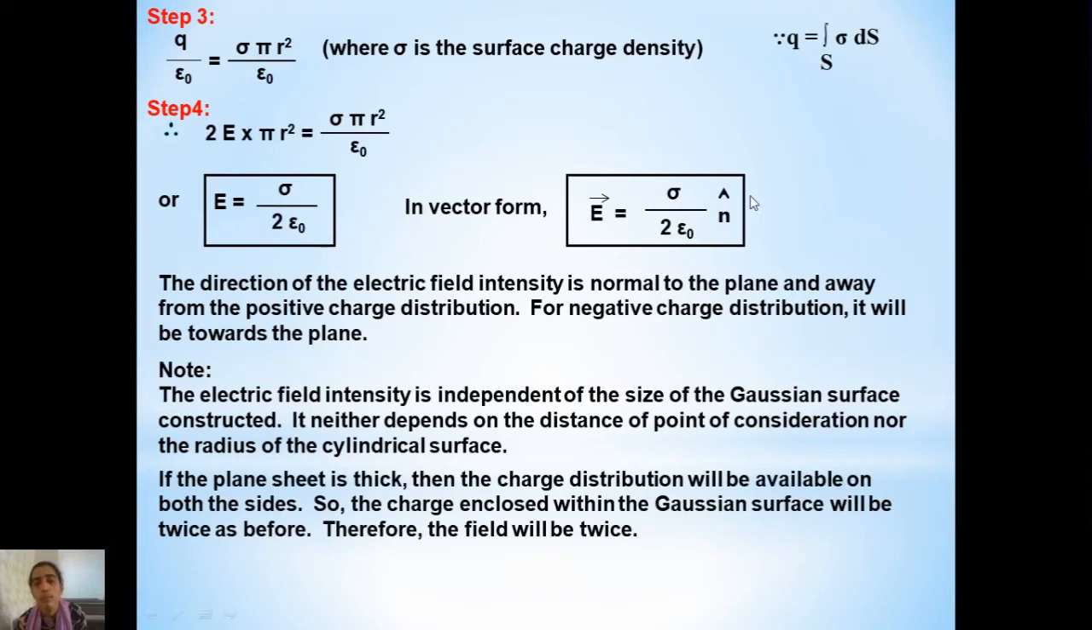And also suppose if in case in the consideration we have assumed it as a thin charged plane sheet. Instead of thin, if the plane sheet is a thick plane sheet, a thick charged sheet, then will the electric field intensity vary? Then the answer is yes, it will vary. Why? Because when we consider a thick charged sheet, charges accumulate on two surfaces, right? So the charge which is enclosed within the Gaussian surface, that will be twice as before.